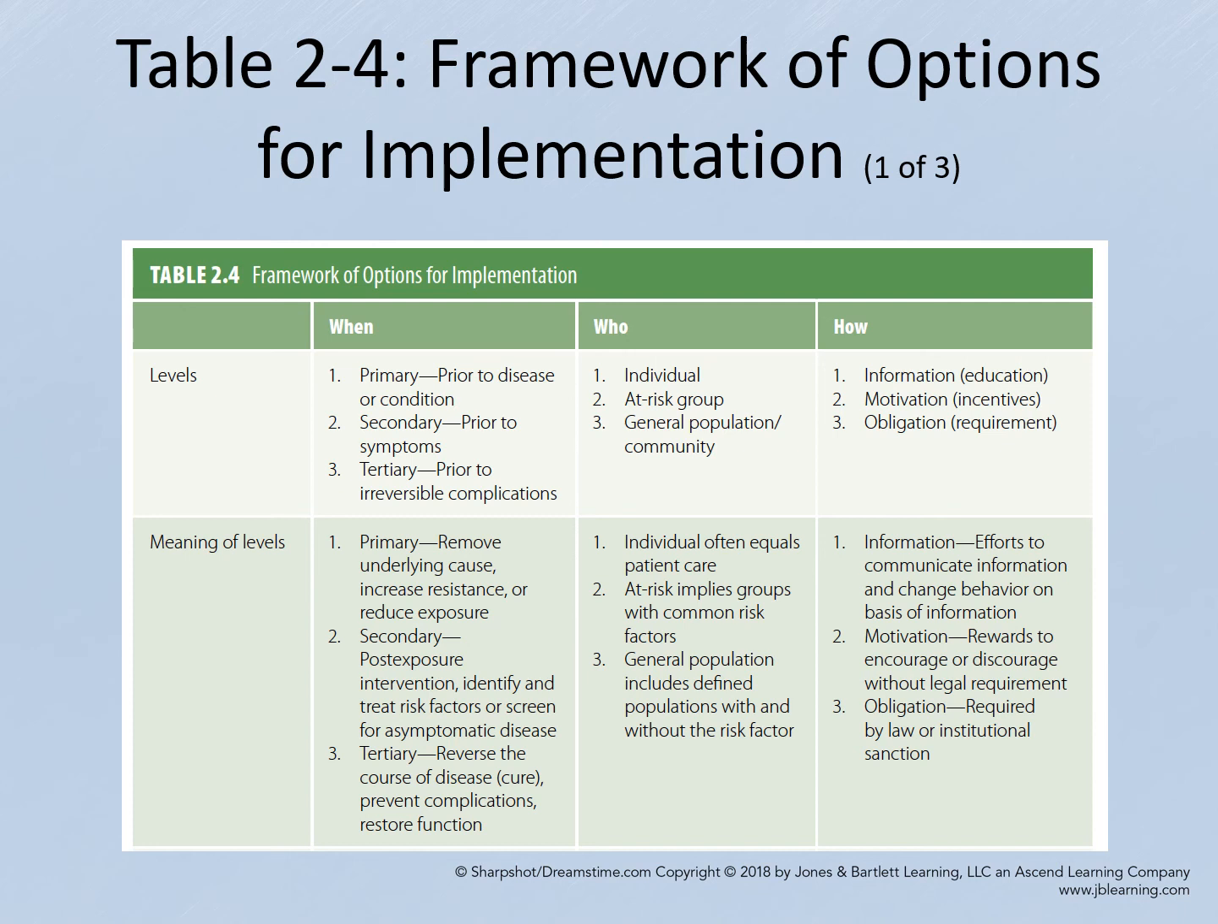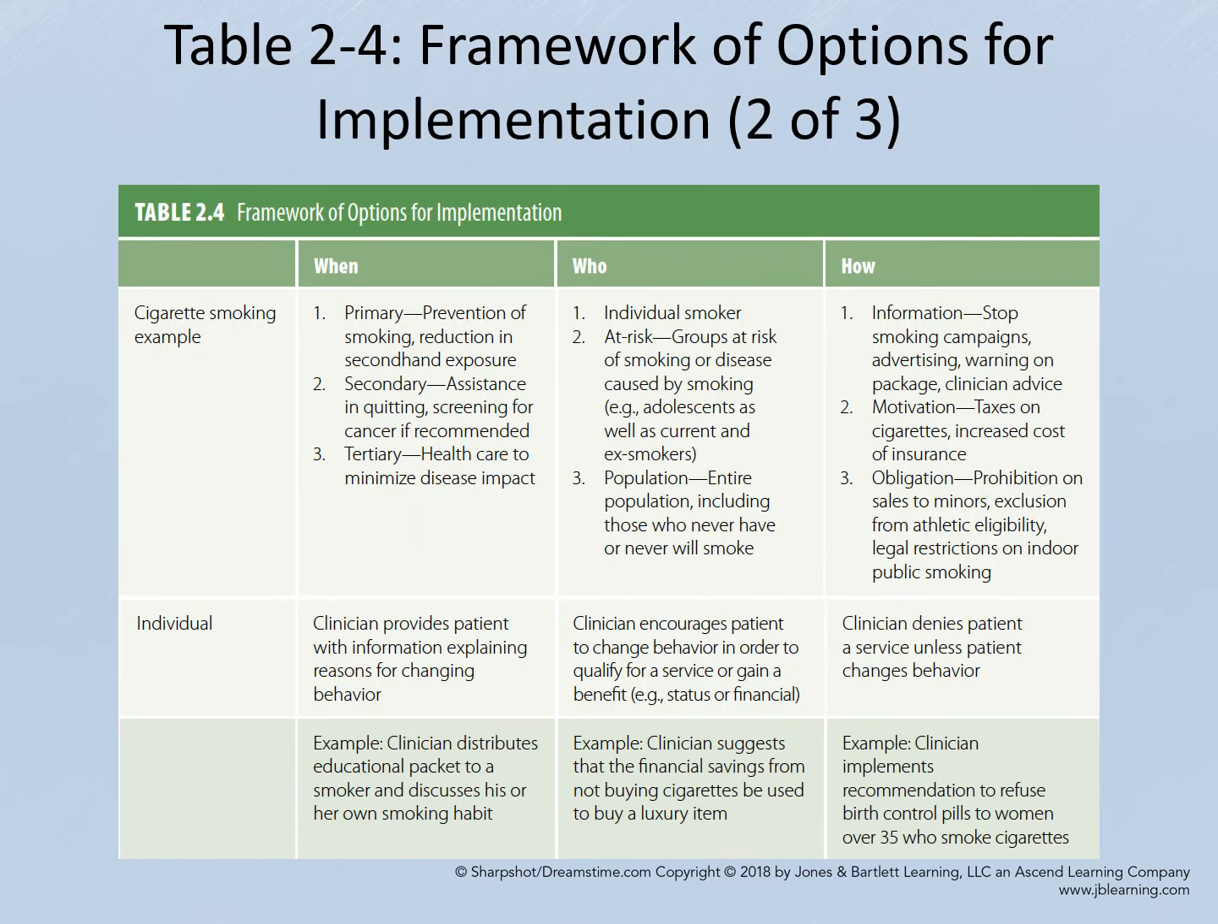Again, information: efforts to communicate information and change behavior on the basis of information. Motivation: rewards to encourage or discourage without a legal requirement. Obligation: it is required by law or institutional sanction. Okay. Next, with the example, how do we explain?